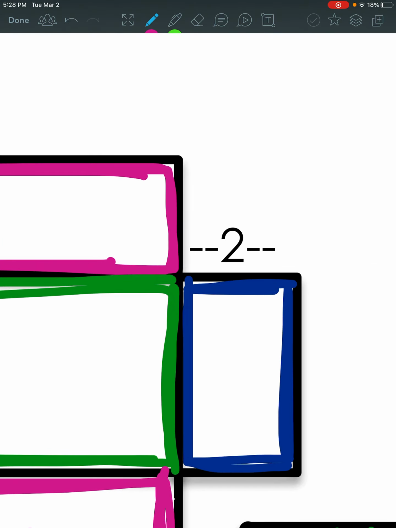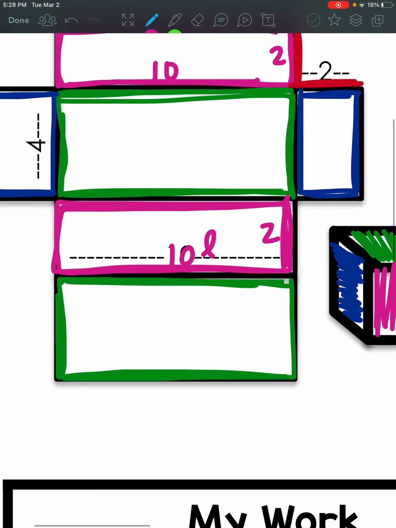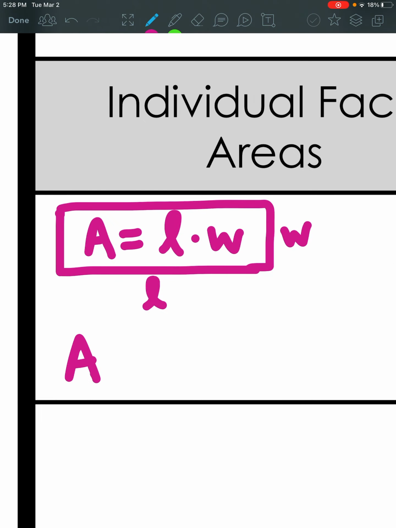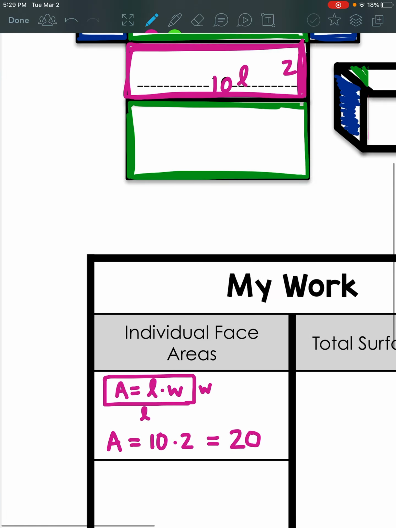Now, take a look over here. We're given this measurement too. Think about when we fold this rectangular prism, that pink rectangle is going to come up. This blue triangle is going to come up. Well, these two sides right here and right here, they're going to connect. So 2, and then we know the other side of this rectangle is 2. So to find the area of that rectangle, we will take 10, the length, times 2, the width. 10 times 2, we get 20.